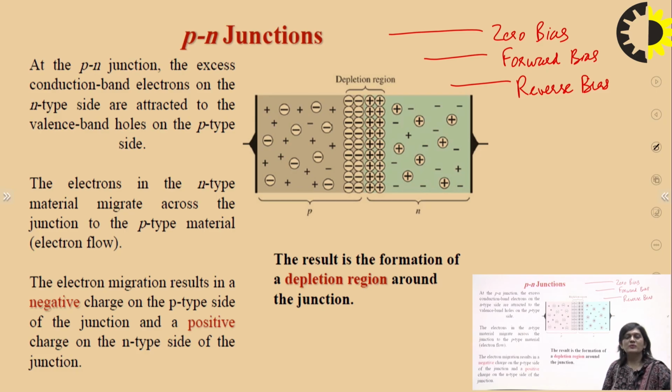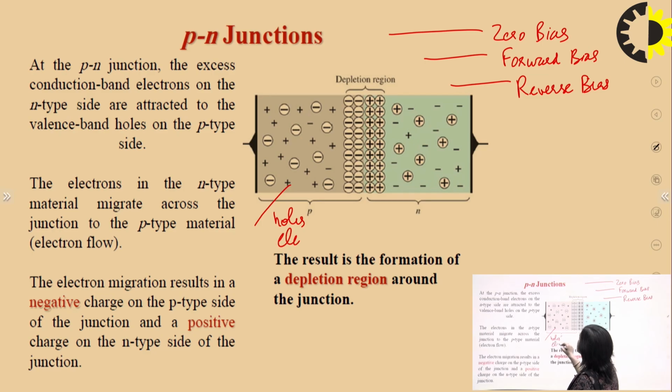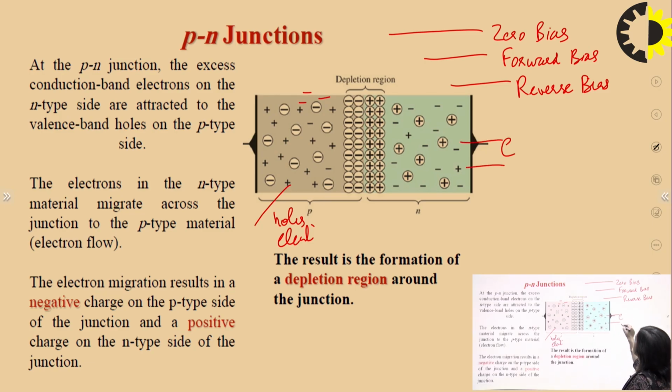So in the zero bias condition, if we connect the p-type semiconductor with the n-type semiconductor, in the p-type semiconductor we can see there will be holes, electrons, and acceptor ions. And in the n-type semiconductor, electrons, holes, and donor ions are there.